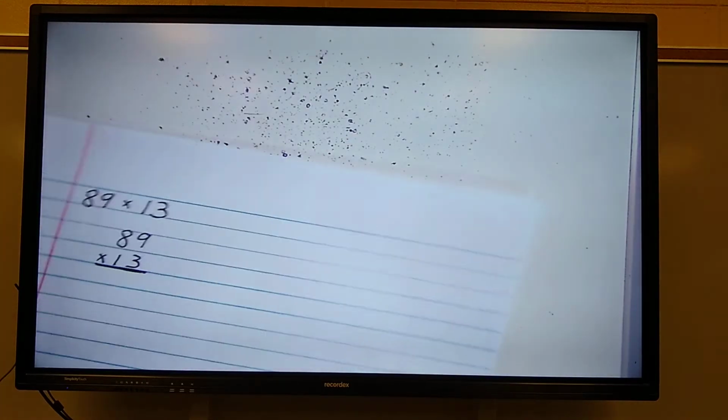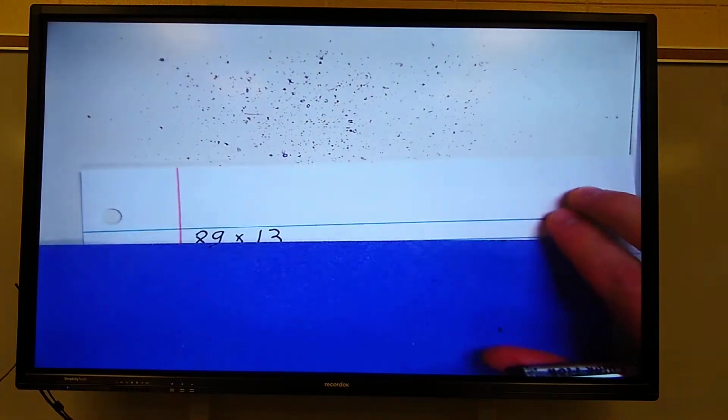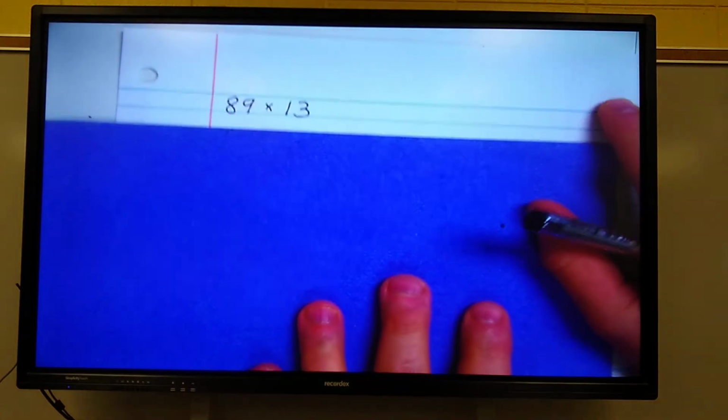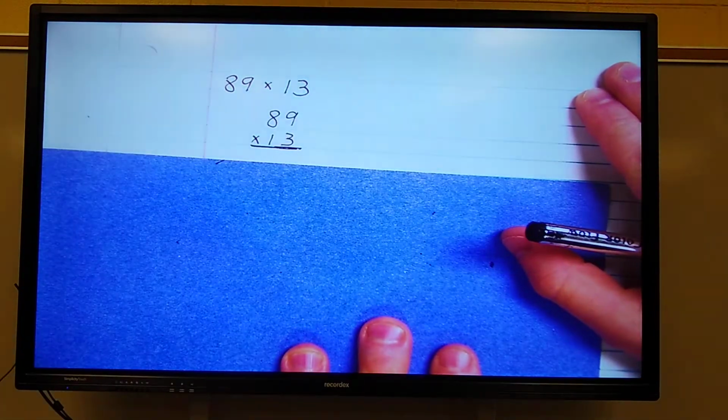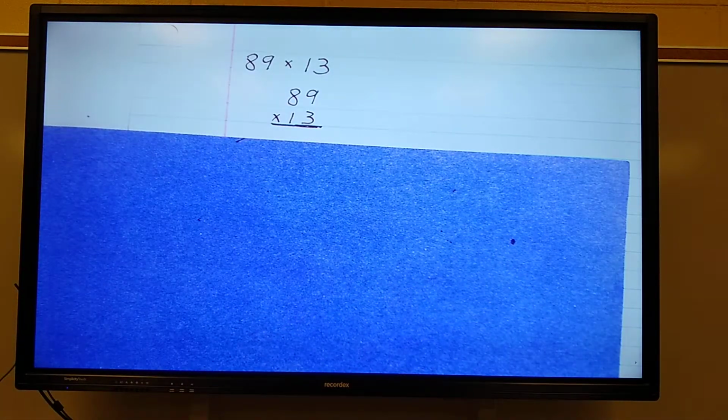All right, you little fifth graders, time to review. Make sure you have your sheet of paper out. Our first problem is going to be 89 times 13. This is what it looks like when you line it up. Pause the video and solve that problem. Do it now.